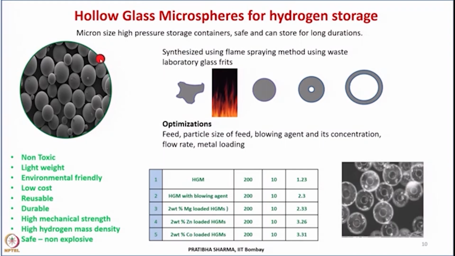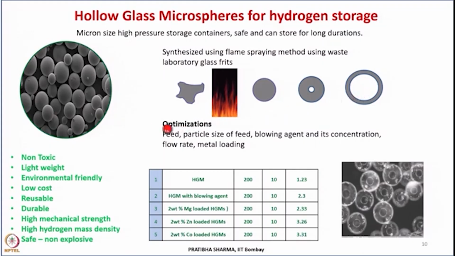Now these micron size hollow glass microspheres can be synthesized through various routes. One route that can be used for synthesis is the flame spraying method, wherein different glasswares of different compositions can be used to produce these hollow glass microspheres. These are spheres, hollow inside, and have several pores on their periphery, which allow the hydrogen to get in, subjected to a certain temperature and pressure condition.